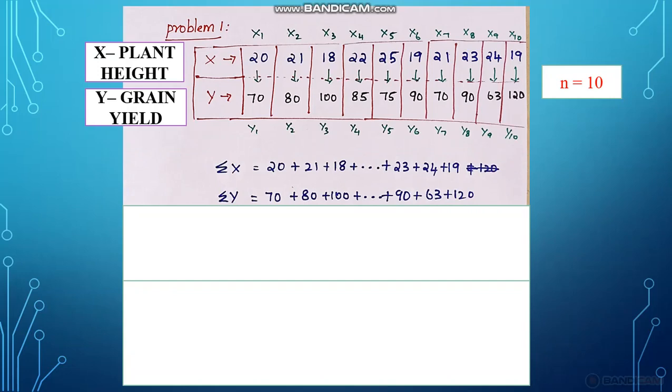First step is you want to find the summation of x. The summation of x is 20 plus 21 plus 18, like that, plus up to 19. Similarly, next you want to find the summation of y. The summation of y is nothing but 70 plus 80 plus 100 plus 85, like this, up to 120.